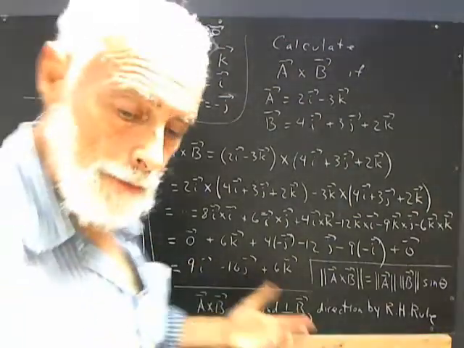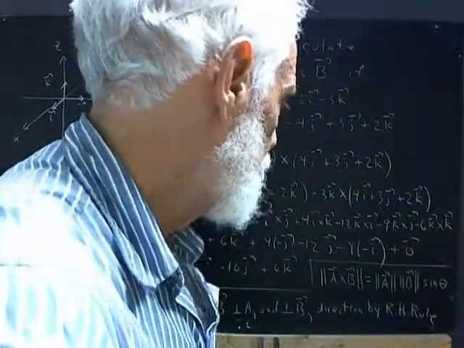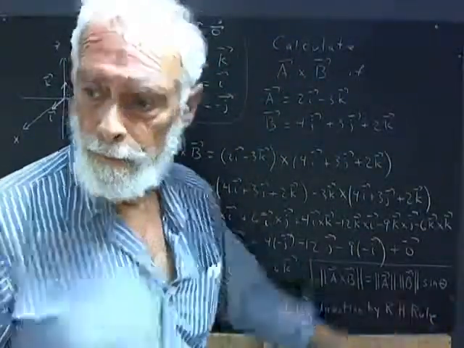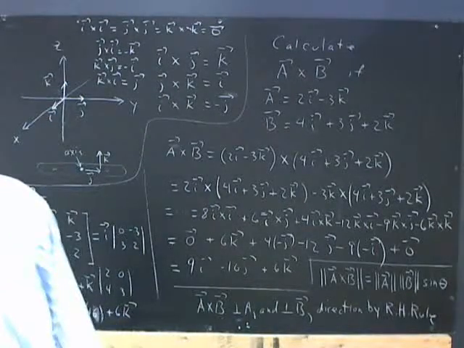One more thing that I didn't mention, should have. If the sine of theta is 0, then the cross product is 0.